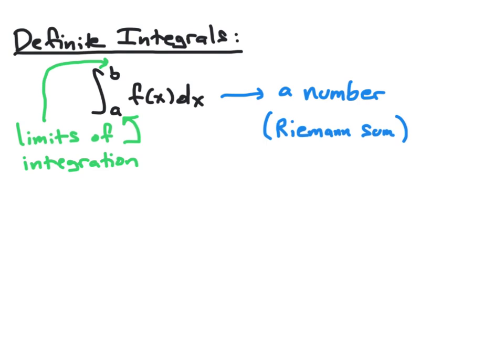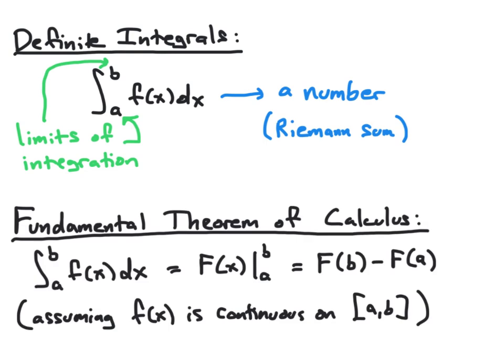If we wanted to actually evaluate a definite integral from a to b of some function f, using the Riemann sum definition of the definite integral is going to be incredibly tedious, even for very simple functions. Fortunately, we have a technique that will allow us to compute most definite integrals very easily, assuming we can find an antiderivative for our integrand f of x. This technique is called the Fundamental Theorem of Calculus.